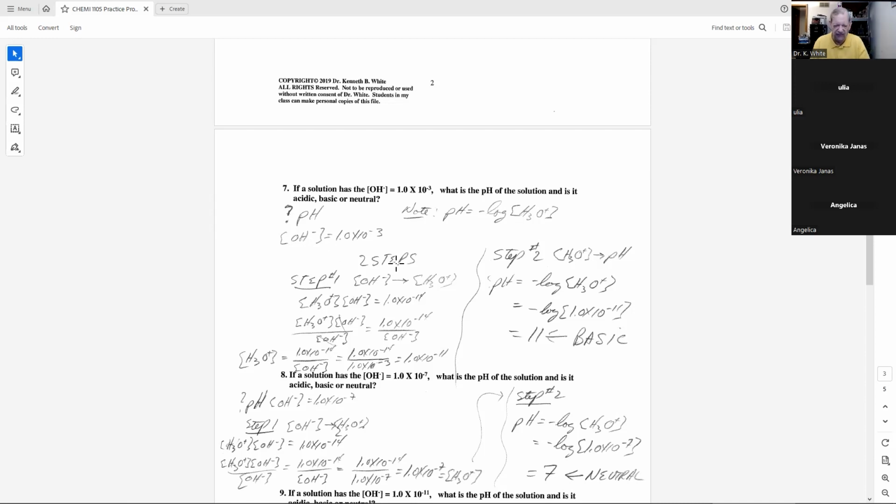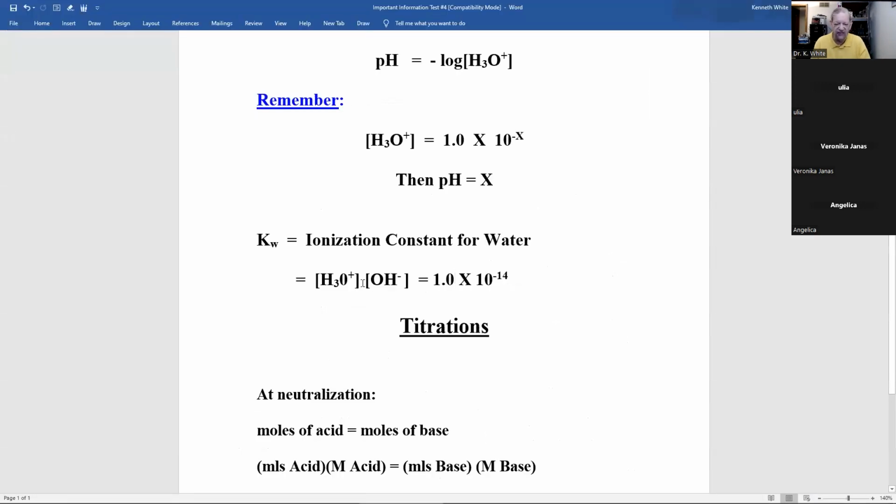We do 2 steps. The first step, you convert hydroxide concentration to hydronium ion concentration. Second step, hydronium to pH. Now, how do I start this? Well, you look at important information, test number 4, and the hydronium ion concentration times the hydroxide equals 1.0 times 10 to the minus 14. This is called the ionization constant of water, abbreviated KW.